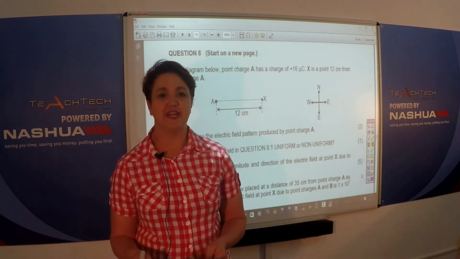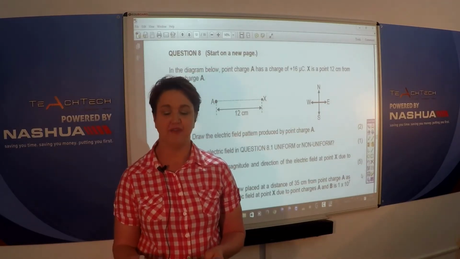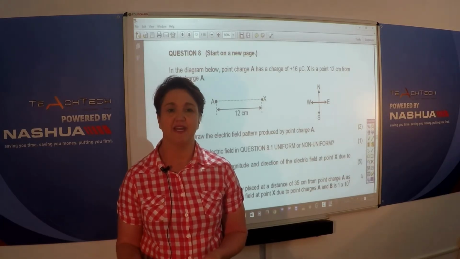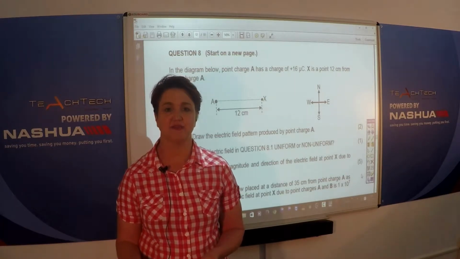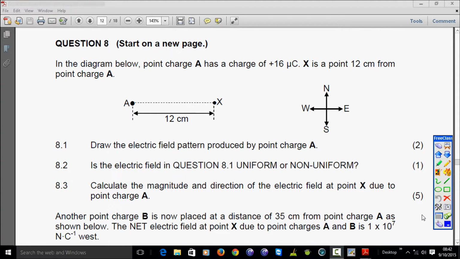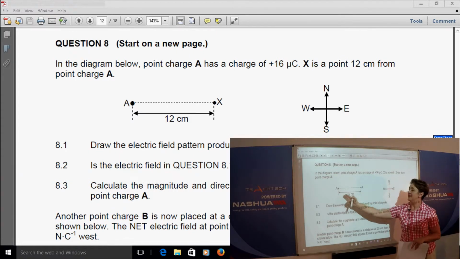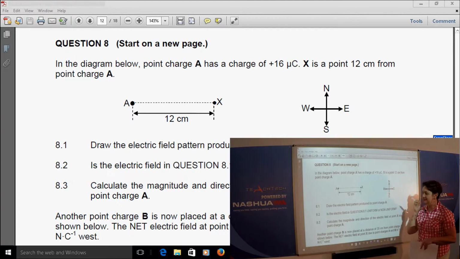Good day. Today we are looking at question 8 of the November 2013 paper, and it's about electrostatics. In the diagram below, point charge A has a charge of plus 16 microcoulomb. X is a point 12 centimeters from point charge A. So I've got my charge here of plus 16, the distance, and we are looking at point X.